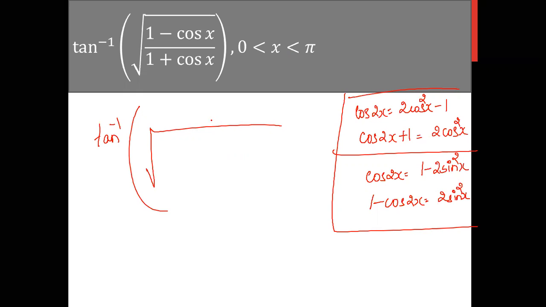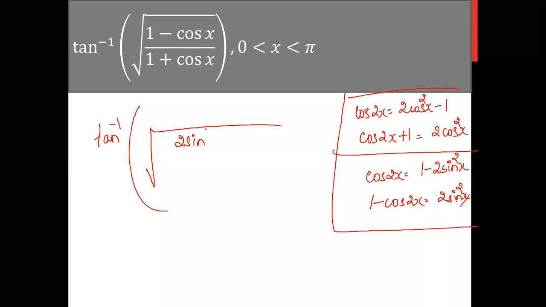Compare here, children: if it is 1 minus cos 2x, it is 2 sin square x, correct? Now I have 1 minus cos x. So in place of 2x, now I have x. So it becomes 2 sin square x by 2, since x has to become x by 2.